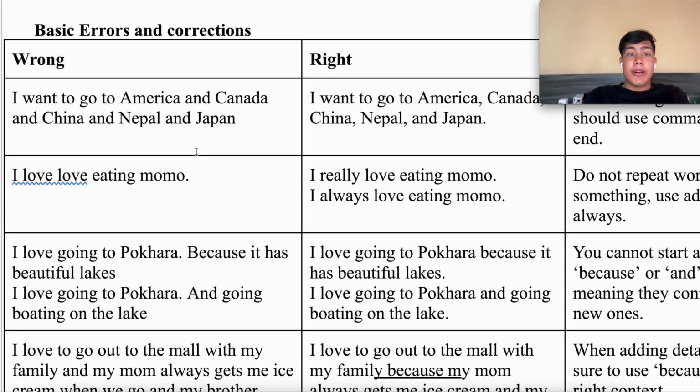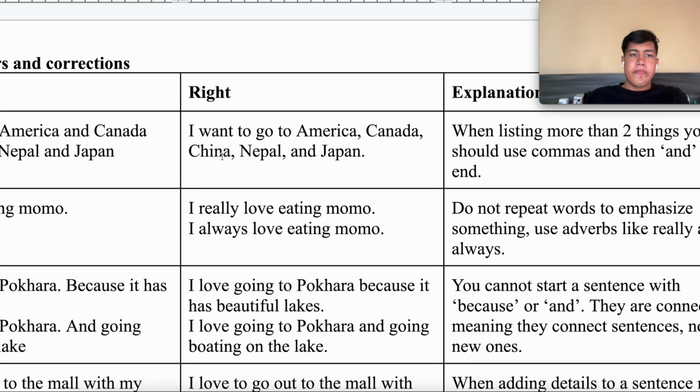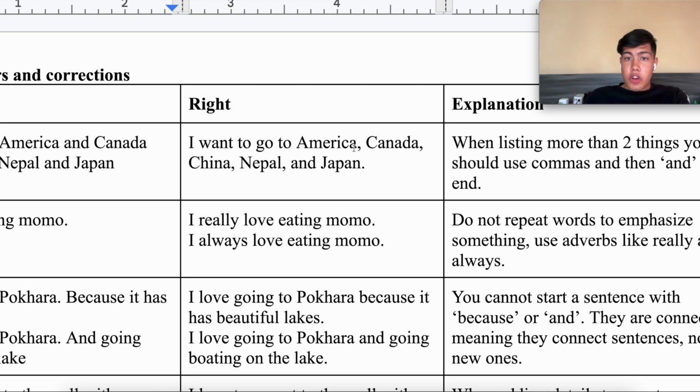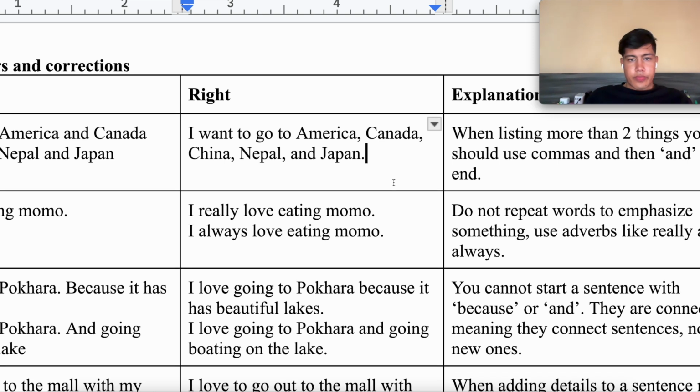I want to go to America and Canada and China and Nepal and Japan. Now, that sentence is wrong. Let's look at how to do it properly. I want to go to America, comma, Canada, comma, China, comma, Nepal, comma, and Japan, full stop. Now, we reviewed this already, but just to further emphasize, if you're listing more than two things, you want to use commas instead of and. So you use America, comma, Canada, comma, China, comma, Nepal, comma, and Japan, instead of saying, and.